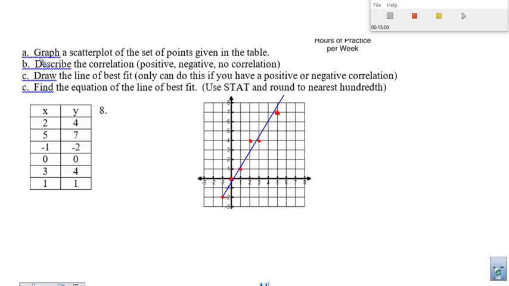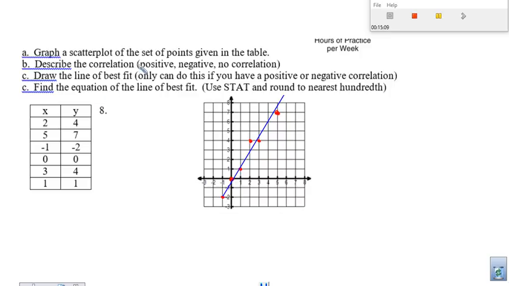For the rest of the problems, we need to graph your scatter plot, which I've already done. So you need to put your points on here, which means you're going to go to x is 2 and then up 4, to x is 5, up 7, to x is -1 down to -2, 0, 0, which is the origin. Then you're going to go to x is 3, 4, and 1, 1. And then draw a line that's going to match up and have every point about the same distance away from your line.